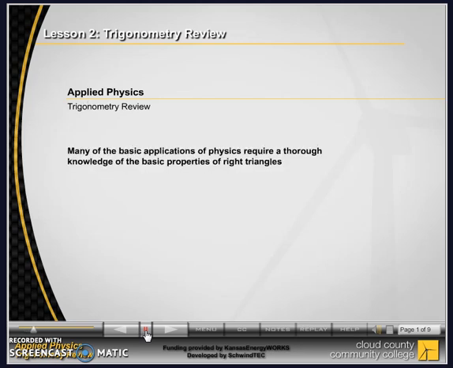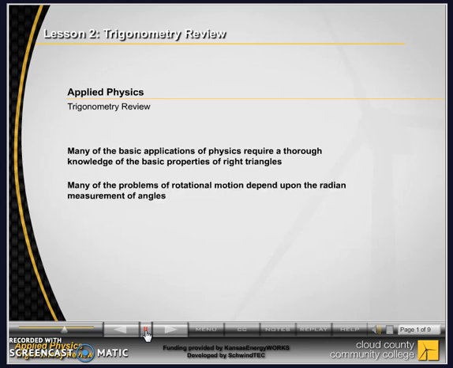Many of the basic applications of physics, both to mechanical systems and to the properties of the human body, require a thorough knowledge of the basic properties of right triangles, which are triangles that have one angle that is equal to 90 degrees. Furthermore, many of the problems of rotational motion depend upon the radian measurement of angles.